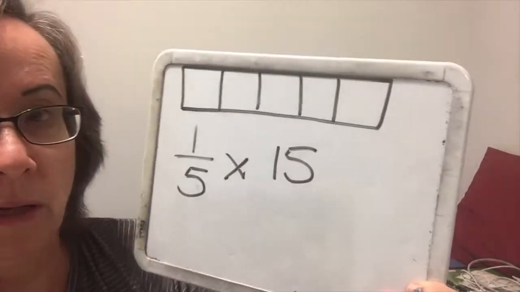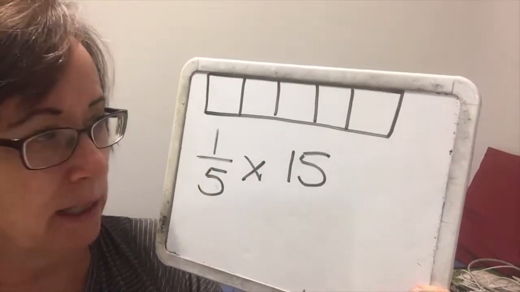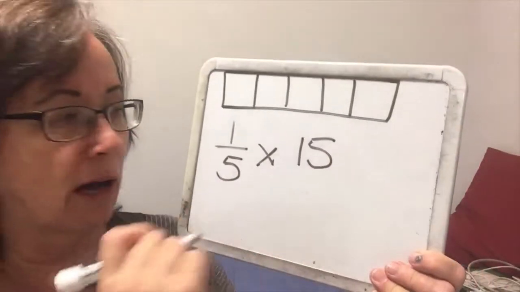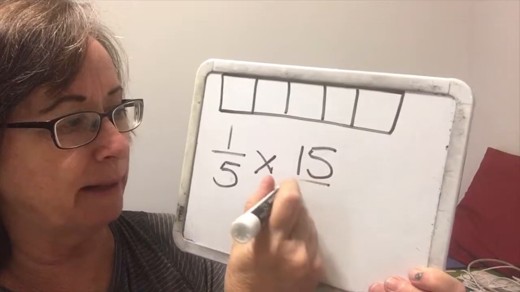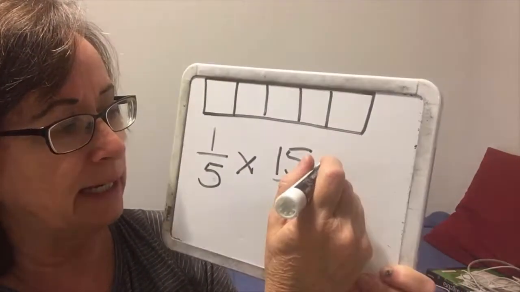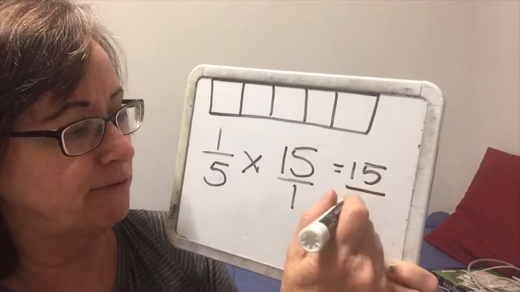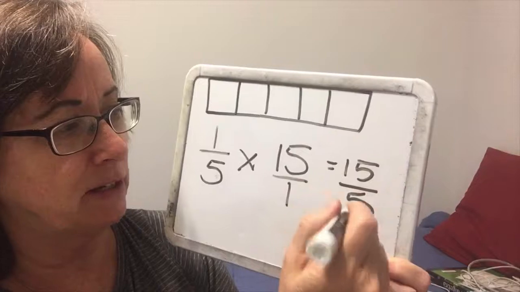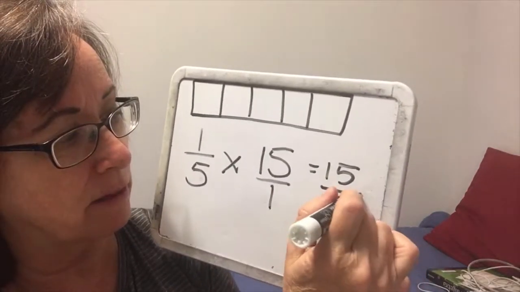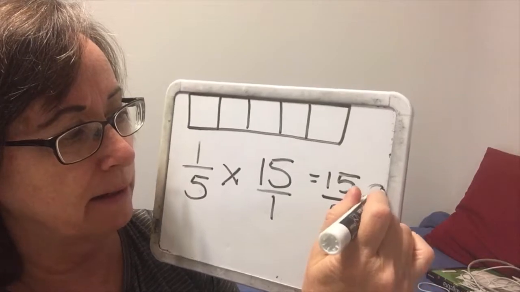we're going to do a little bit of reasoning here. Now, I could just multiply across and say, well, we're going to make this a 15 over 1, and 1 times 15 is 15, and 5 times 1 is 5, and 15 divided by 5 is 3. And that is true. Okay, so the answer is 3.